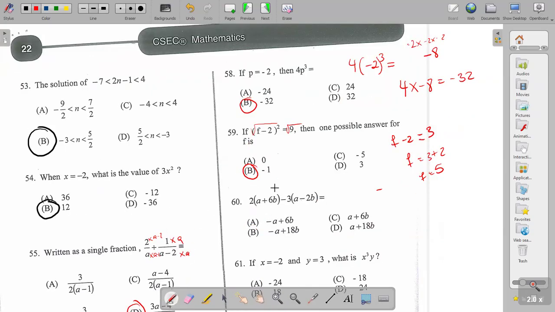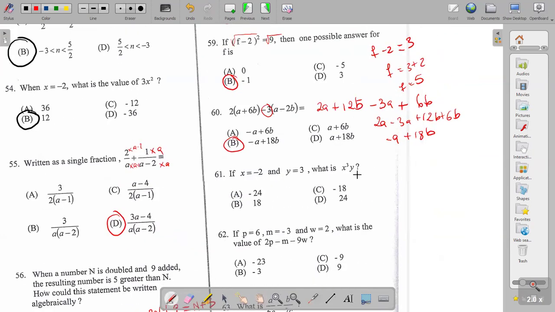So here we have an expansion. So, you got to multiply. So this would be 2a plus 12b. You multiply by minus 3. So that's minus 3a. A negative and a negative is going to give a positive plus 6b. So you switch around. 2a minus 3a plus 12b plus 6b. So that would be negative a plus 18b. Okay.